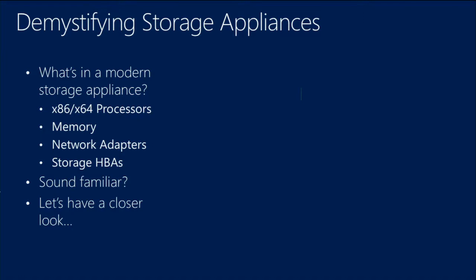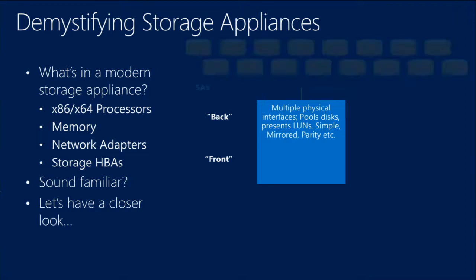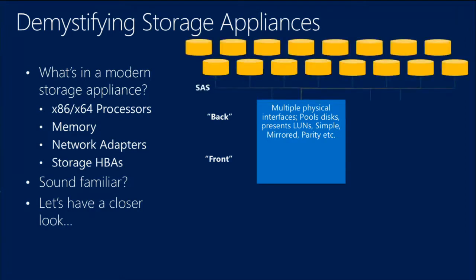Well, let's take a deeper dive. What's in that storage head? If you take that storage head and logically divide it in half, there's a back and there's a front. What's the back? The back is basically these HBAs, and they're usually SAS connectors. This is where you provide multiple physical interfaces. This is where you pool disks, you present LUNs, you do simple mirroring, parity, etc. This is what plugs into your disks, usually over a SAS interconnect. Then the front part of your storage device, you present interfaces: iSCSI, Fibre Channel over Ethernet, NFS, SMB.